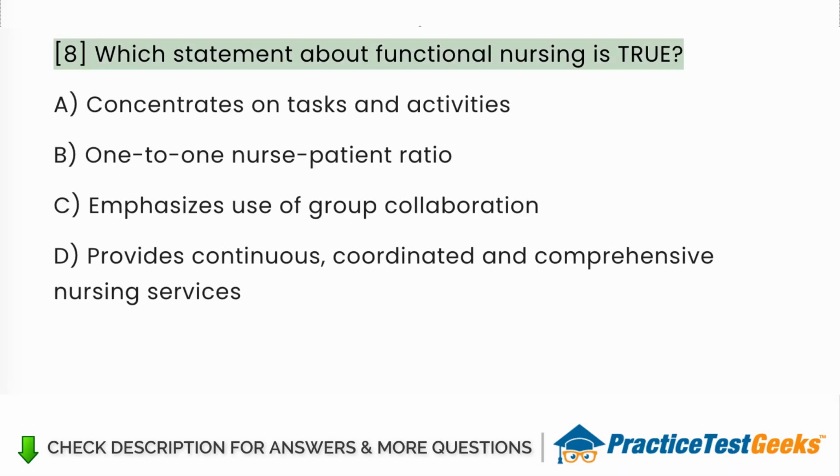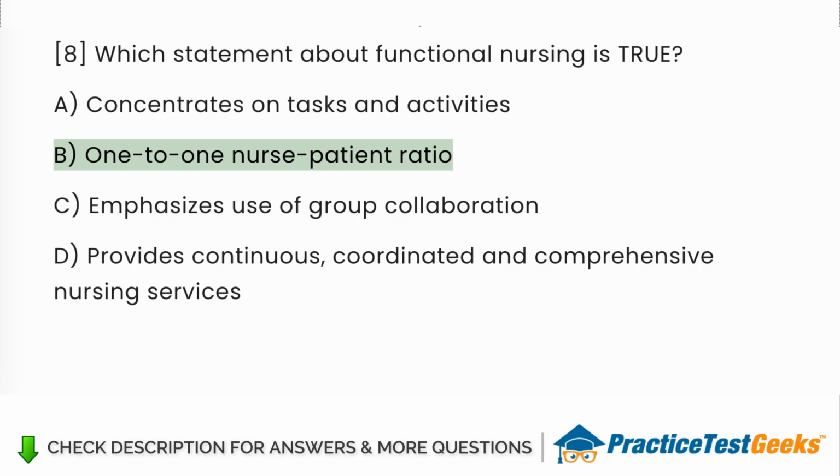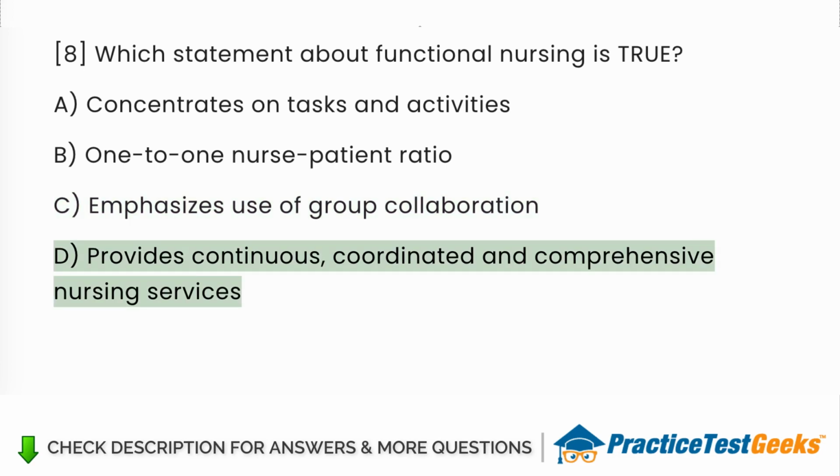Which statement about functional nursing is true? A. Concentrates on tasks and activities. B. 1-to-1 nurse-patient ratio. C. Emphasizes use of group collaboration. D. Provides continuous, coordinated and comprehensive nursing services.